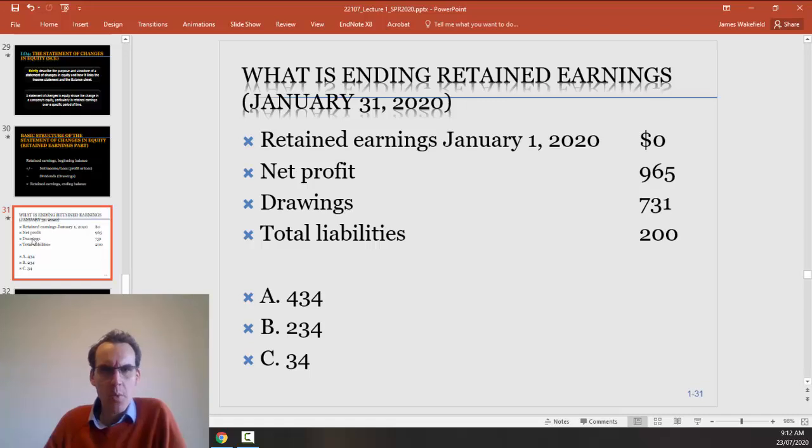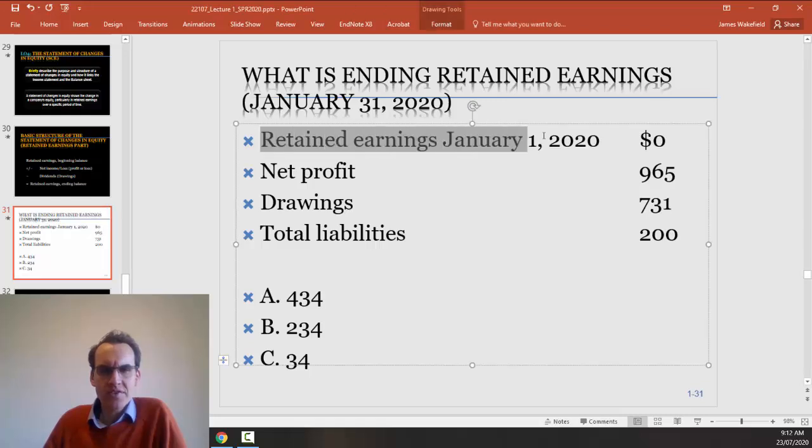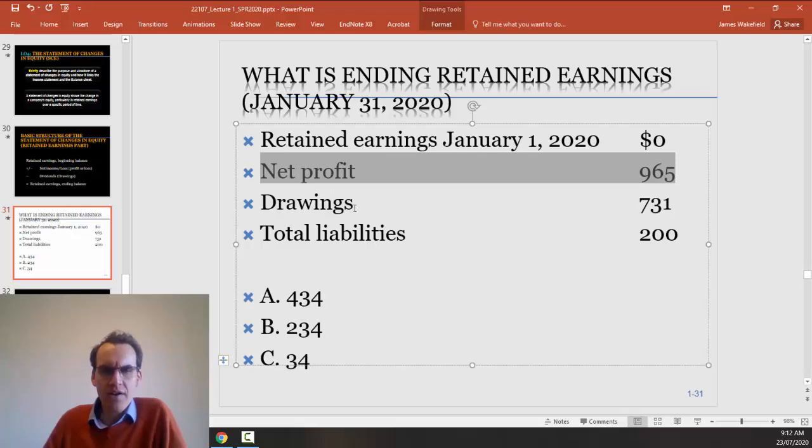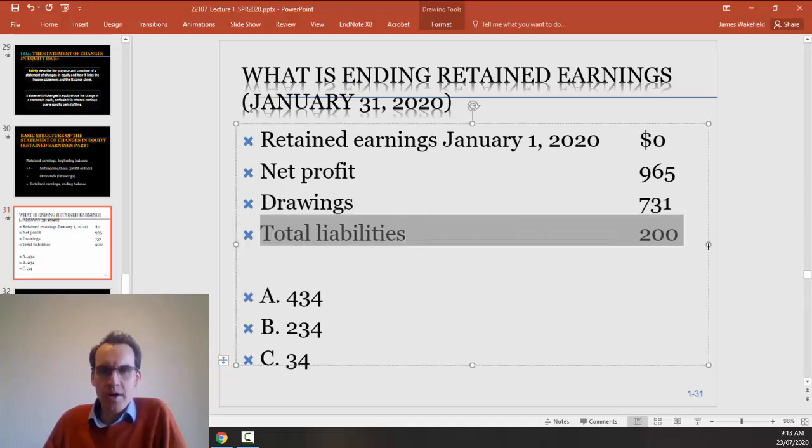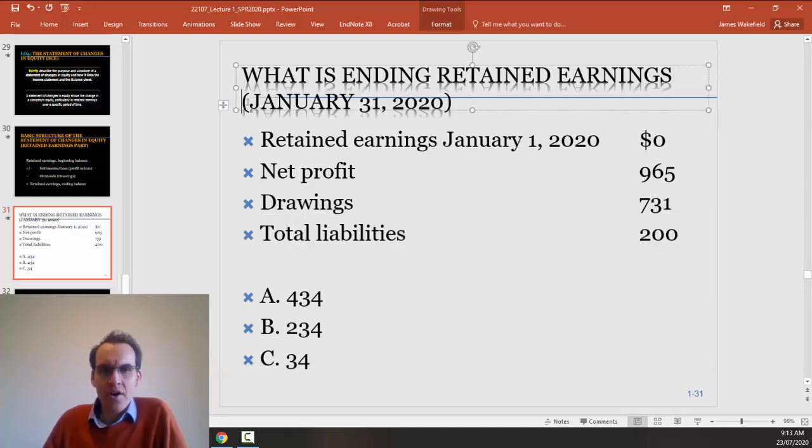Now, what is the ending retained earnings for January 31, 2020 in this case? So if we look at what they started with, on the 1st of January 2020, nothing. They generated net profit of $965. The owners withdrew $731, so in terms of drawings or dividends, and they had total liabilities of $200. So at the end of the month, on January 31, what is the ending retained earnings balance? So please answer that question now.